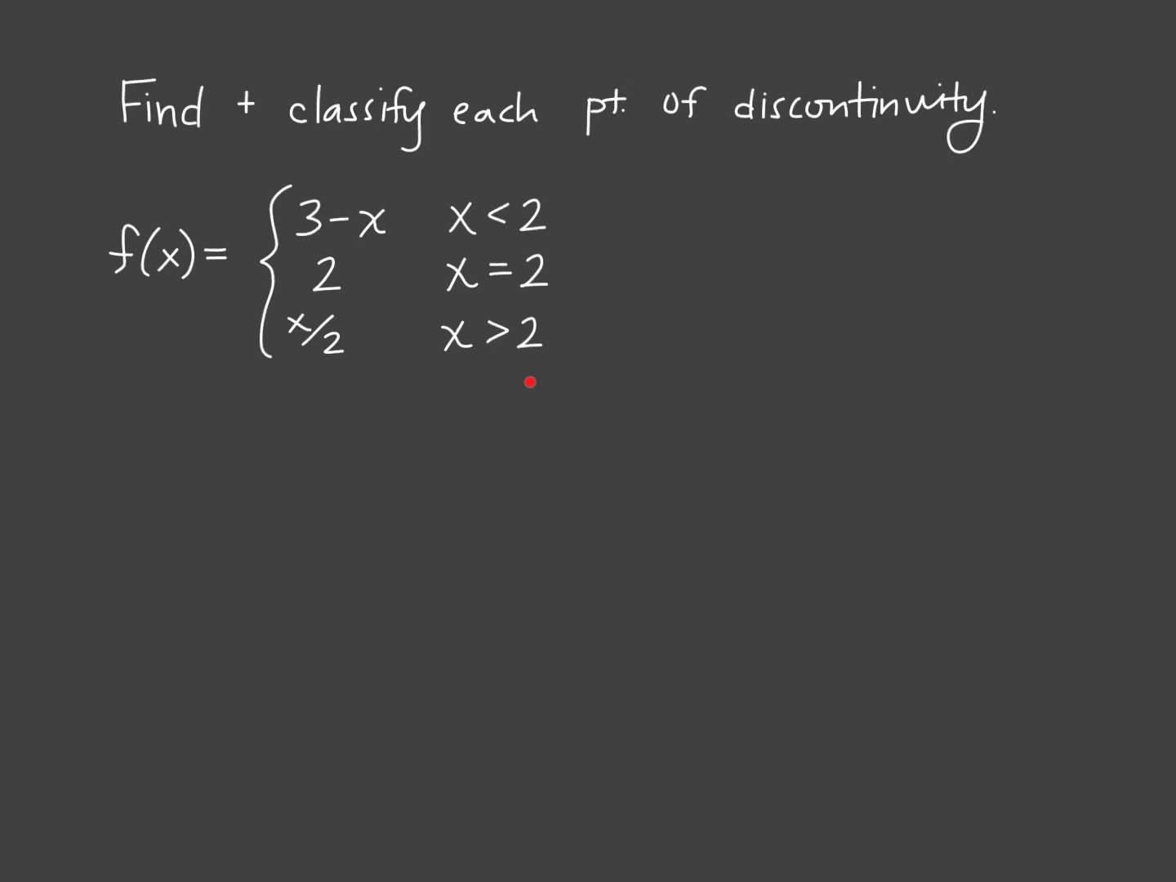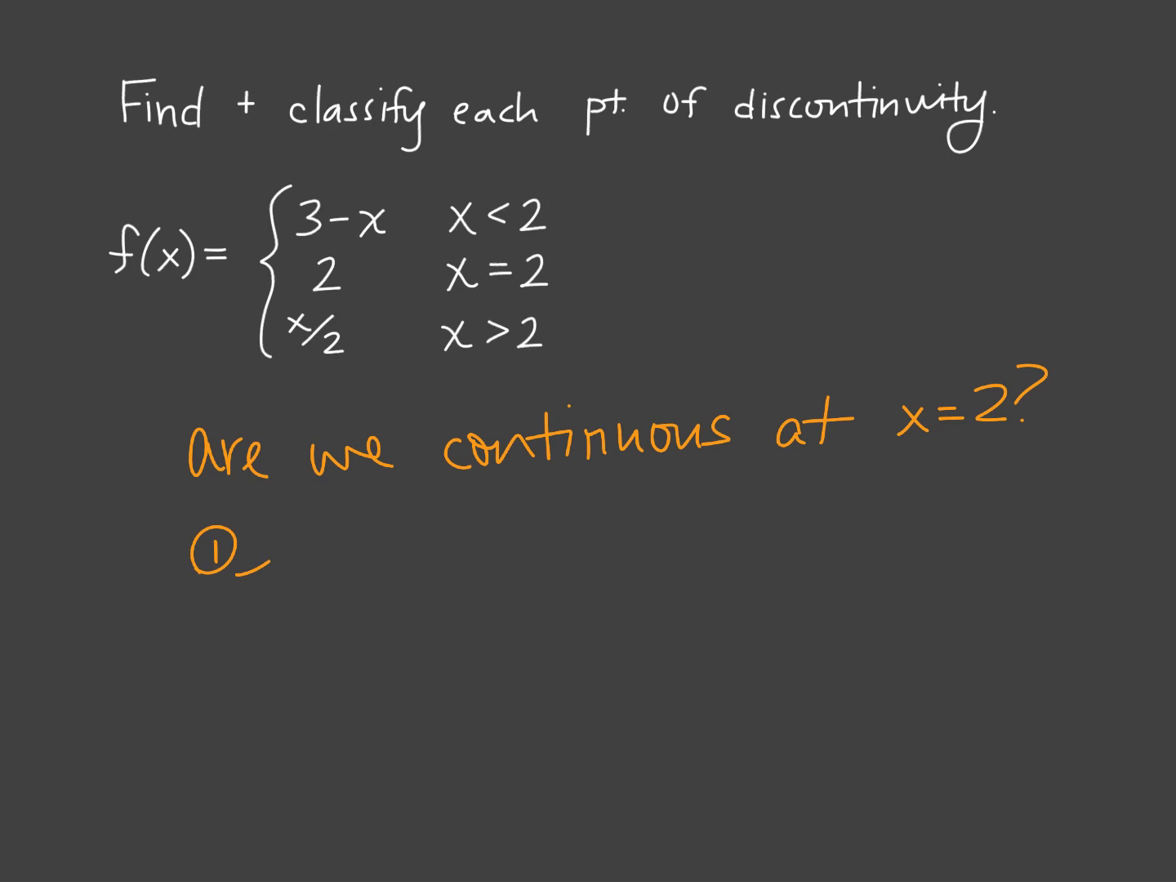However, at 2, we need to double check that the limit equals the function value. We're going to go through our continuity checklist at 2. So our question is, is x equals 2 a point of discontinuity, or is it continuous there? Our first step is to find the limit as x approaches 2 of our function. And we need to look at the limit from the left and the limit from the right to determine that.